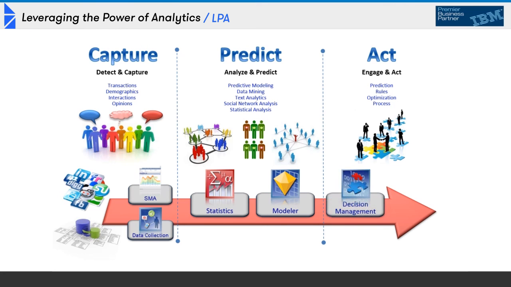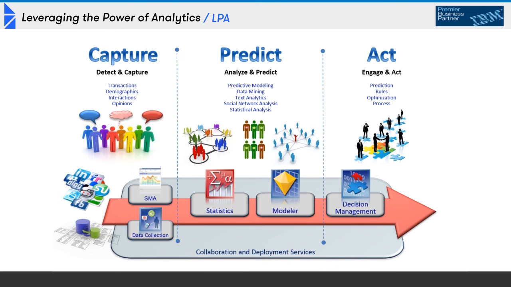Decision management, this is the tool that brings all of these rules together and combines that with your model to enable you to act upon the information that your predictive model is providing you. Finally, IBM provides a collaboration and deployment services tool that enables you to combine all of this data together and collaborate within your environment to enable you to manage all of these different analytic tools.